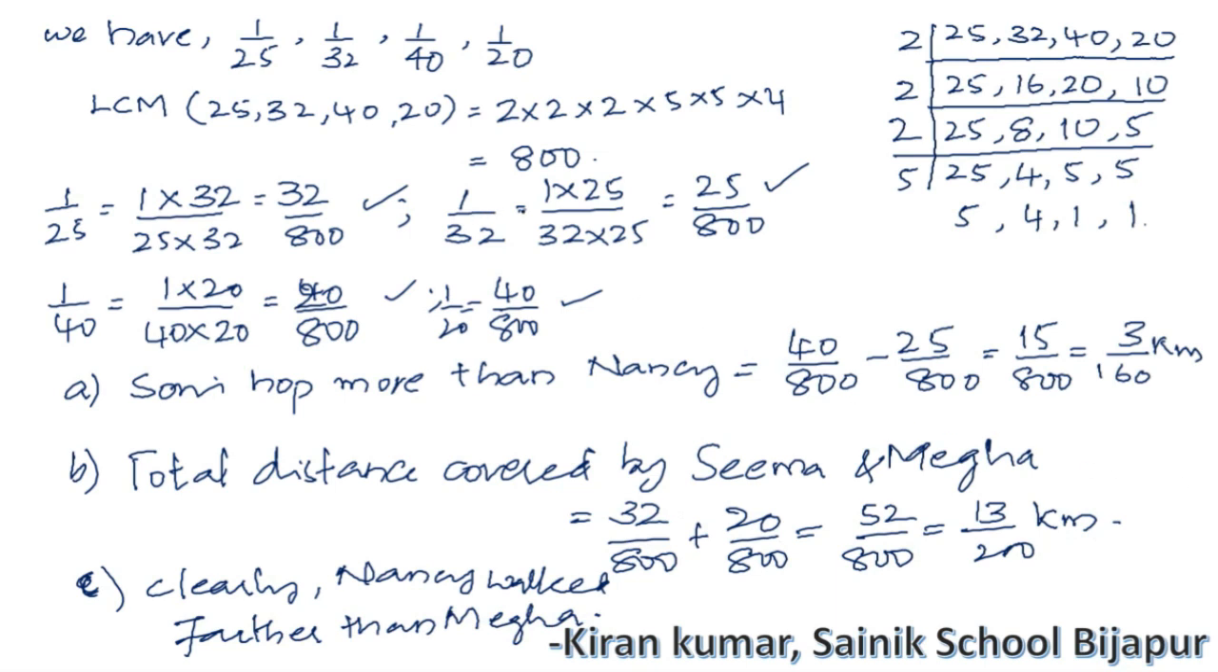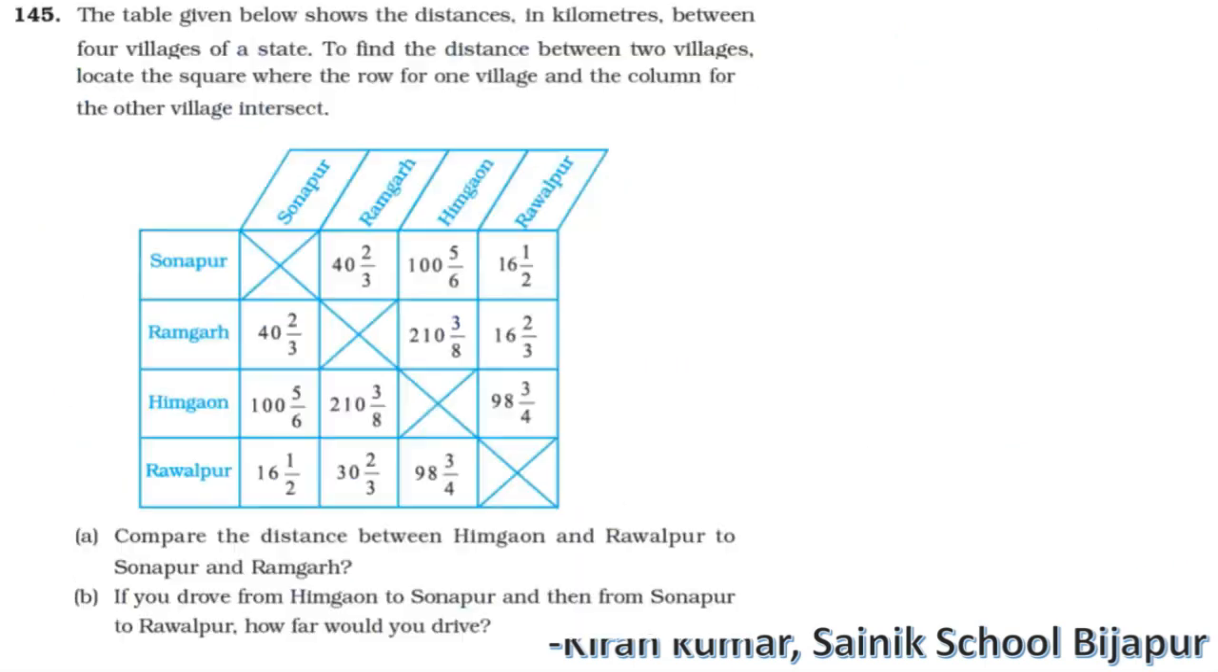Why did I convert each of the denominators as 800? The reason is the simplification becomes easy. Without converting also you can try. You will be getting the same answer, but the calculation part will be different.